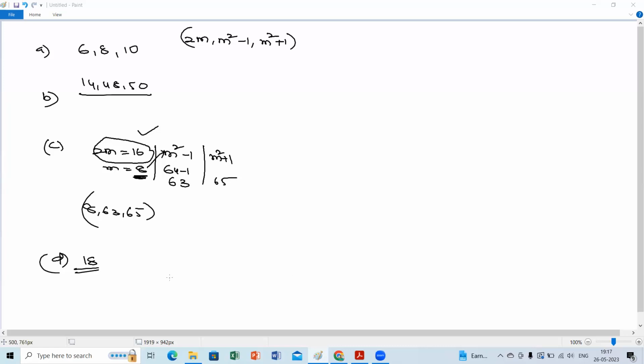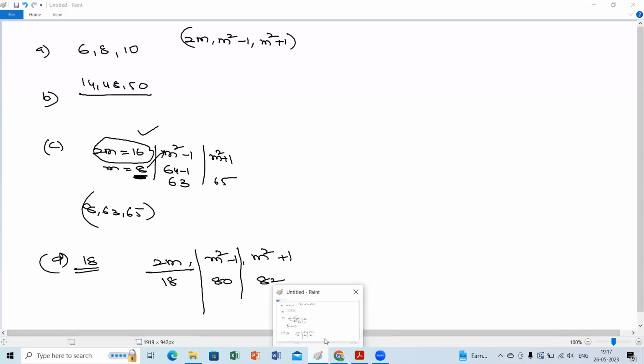See here, Pythagorean triplets are 2m, m square minus 1, and m square plus 1. Yes, ma'am. Already directly we got 2m as 18, right? So m is 9, and m square is 81, minus 1 is 80, plus 1 is 82. Right, Shrestha. Correct one. Very good. That's all, children.